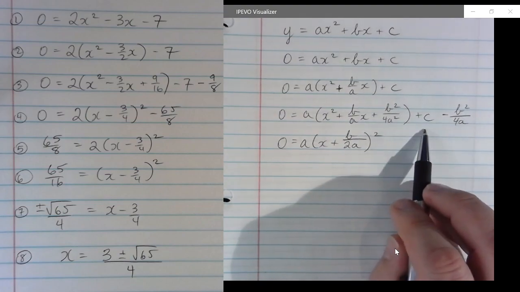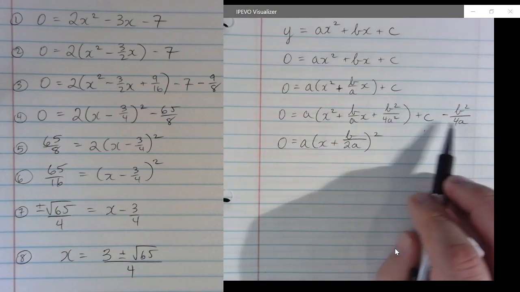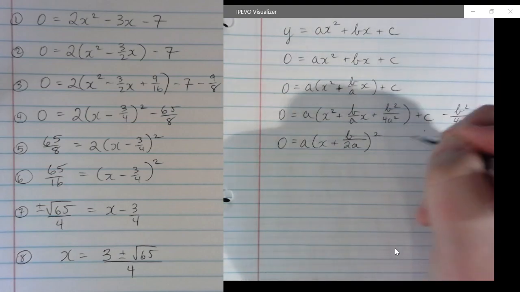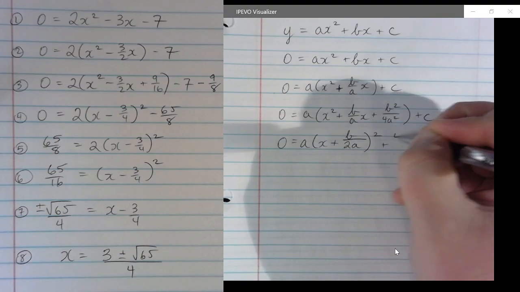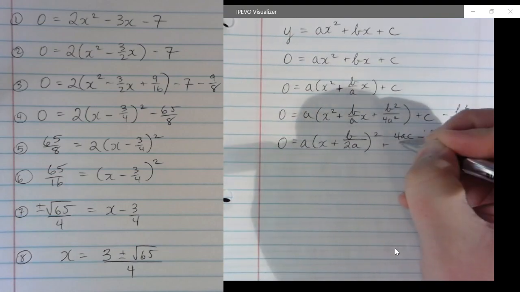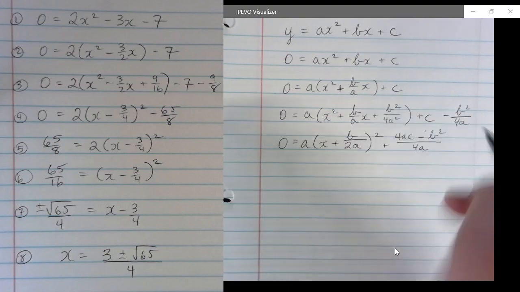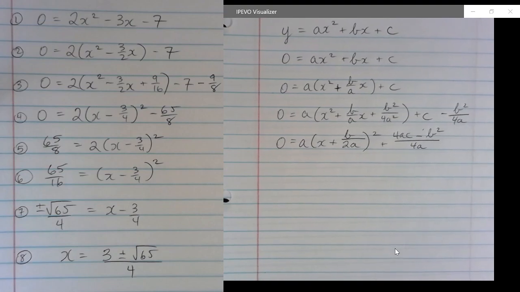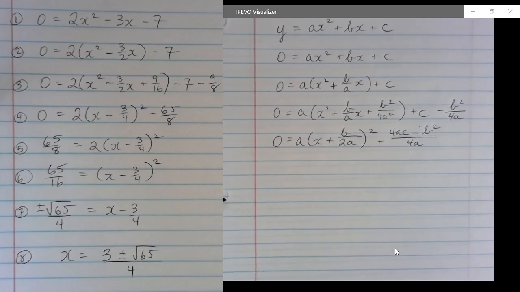The harder part is adding these two fractions together. This is c over 1. The common denominator is 4a. So I have to times c over 1 by 4a over 4a, making it 4ac minus b squared all over 4a. There we go. That's the same as how I found 65 over 8 in the step beside it. So there, we've just finished step 4, on to step 5.